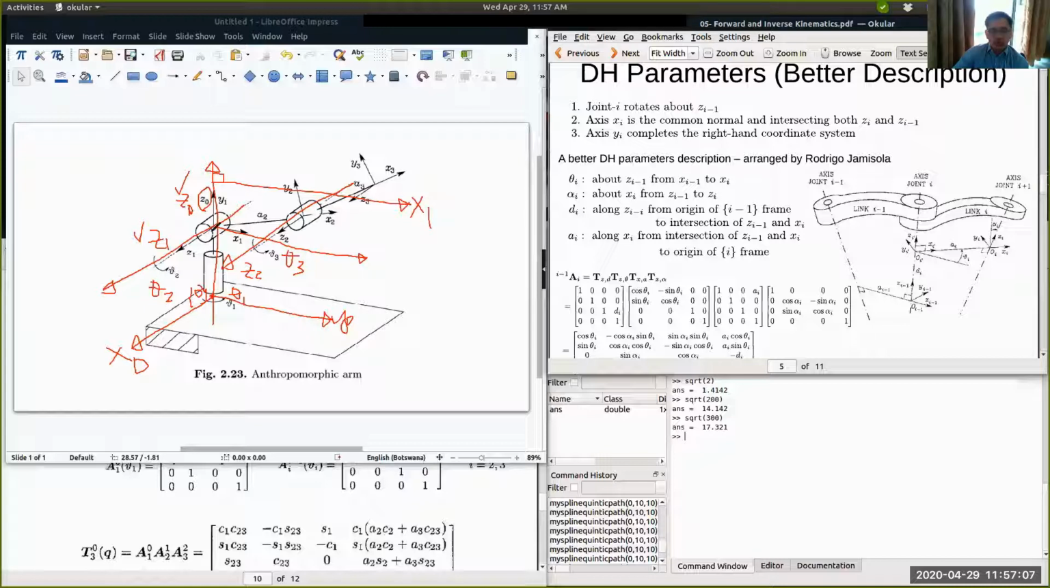And is X1 also normal to Z1? Yes, it is also normal because we can have this parallel, and so this is normal. X1 is normal to, in this case, Z1, parallel to Z1. But in this case, are they intersecting? It's not intersecting, and so we cannot use that. So we have to erase it because this is not intersecting.